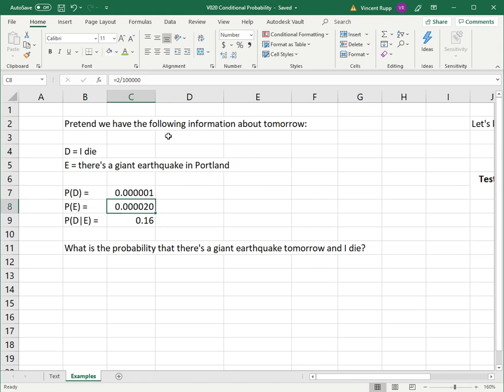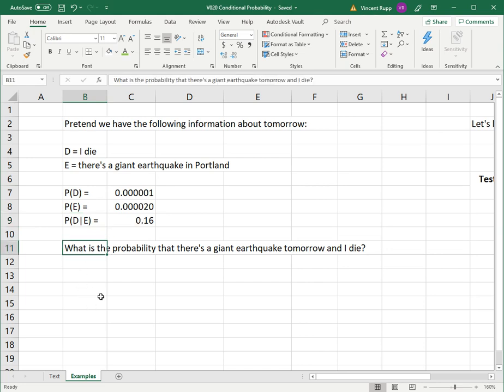Let's say the probability of a giant earthquake tomorrow is 1 in 50,000 or 2 in 100,000. Again, just a number I'm making up. Let's also pretend the probability that I die if there's a giant earthquake tomorrow jumps up all the way to 0.16. Again, just something I'm making up, but you probably guessed that if there's a giant earthquake tomorrow, the probability I die is going through the roof, at least relatively speaking.